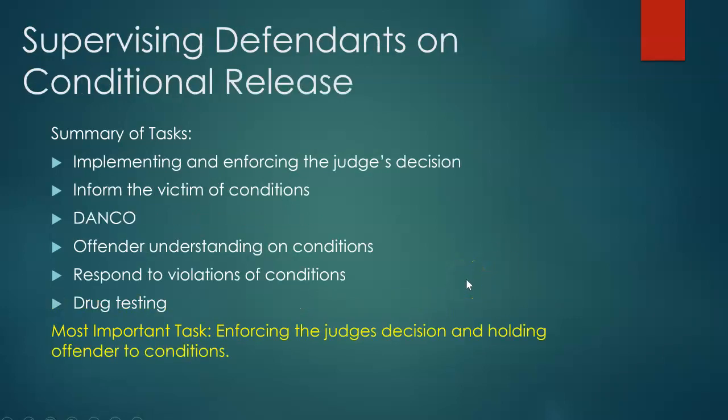So the second procedure here is supervising defendants on conditional release. In summary, it's implementing and enforcing the judge's decision and informing the victim of the conditions that the offender will be under. I know when I release people from jail, we're required to call the victims, or at least attempt to get a hold of them, and we'll explain the conditions the individual is being released under, and if there's a DANCO in place, we'll tell them that there's a do not contact order in place. If you hear from them, feel free to call authorities.